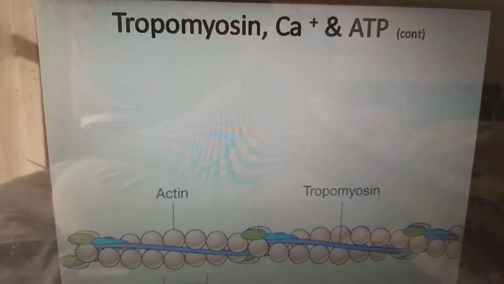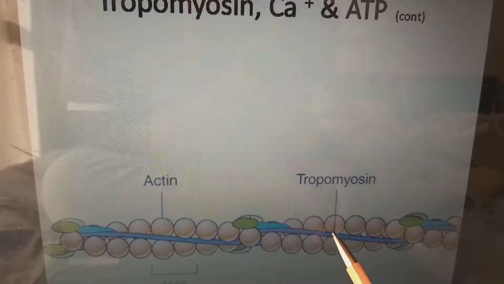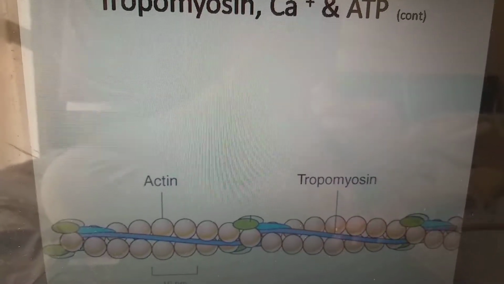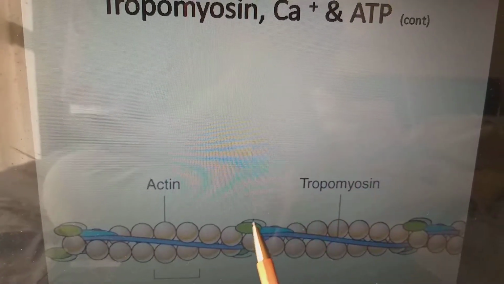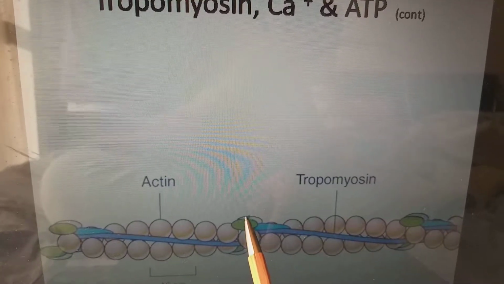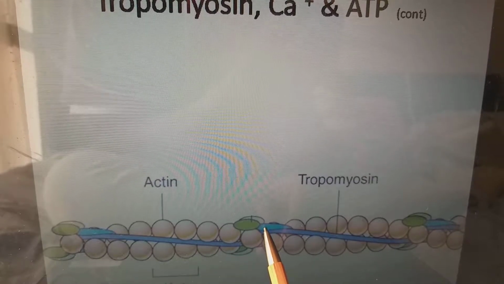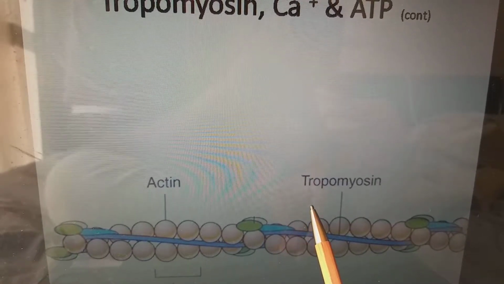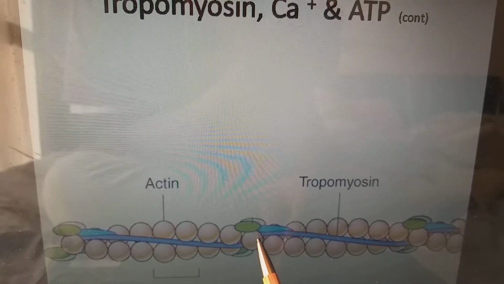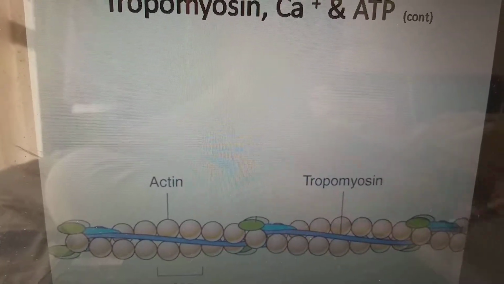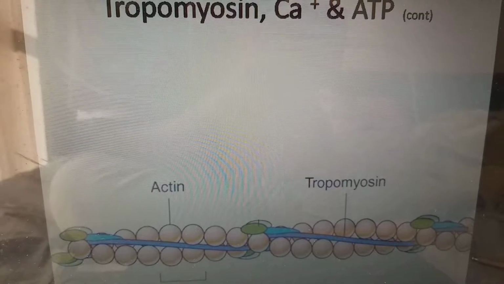So this is the tropomyosin, and we have the troponin, and this is actin. When the calcium from the sarcoplasmic reticulum comes, first it attaches to this troponin. So this troponin causes the tropomyosin, along with it, to move away from the active site. Now the active site of the actin will be free for the attachment of the myosin head. So then the cross bridge is formed.